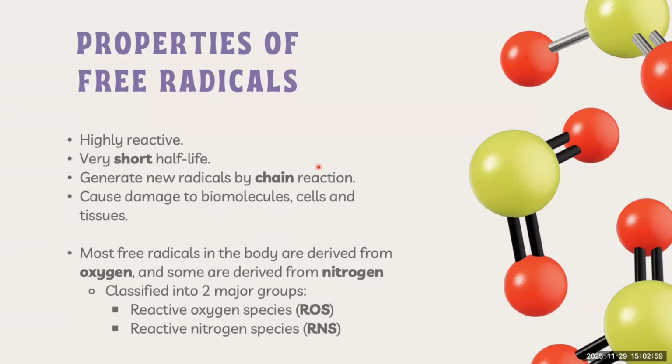Now, because of these chain reactions, the free radicals will cause damage to your biomolecules, such as your cells and tissues, as we know. Okay. So we classify our free radicals into two major groups, okay? We have our reactive oxygen species and our reactive nitrogen species. Our reactive oxygen species are derived from oxygen, from the name, and reactive nitrogen species are derived from nitrogen, from the name again, okay? Both of these molecules will cause cellular damage and they will cause oxidative stress, as we will see in a bit. Let's move on.